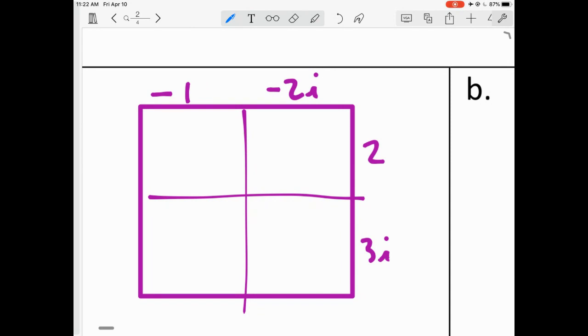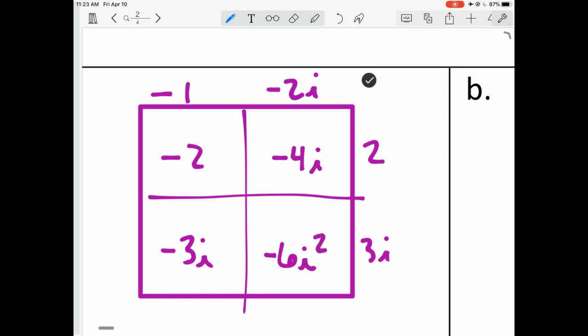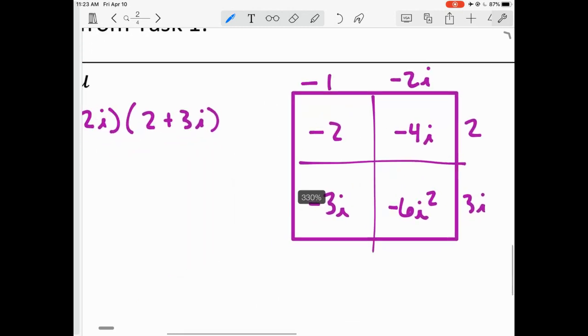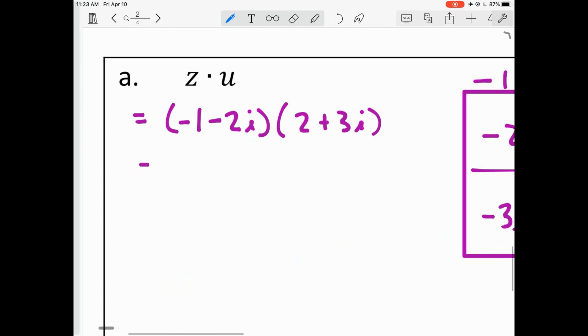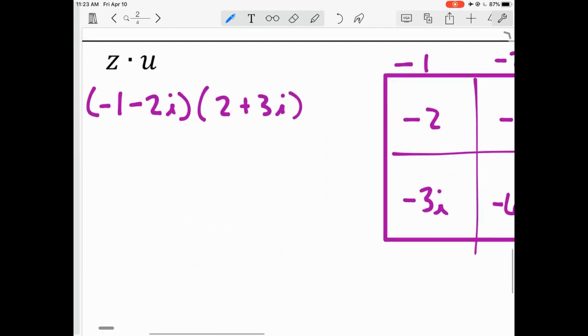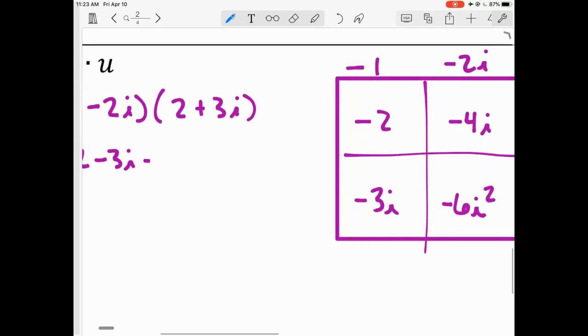Negative 1 times 2 gives me negative 2. Negative 2i times 2 gives me negative 4i. Negative 1 times 3i is negative 3i. And negative 2i times 3i, negative 6i squared. So we can write that out. Negative 2 minus 3i minus 4i minus 6i squared.